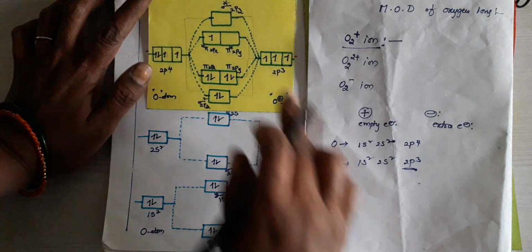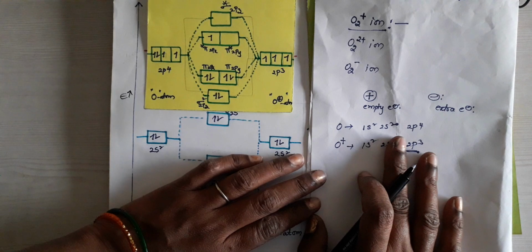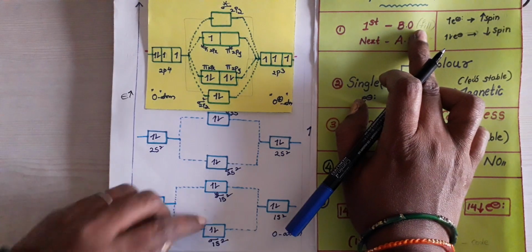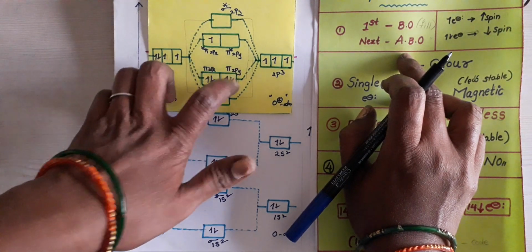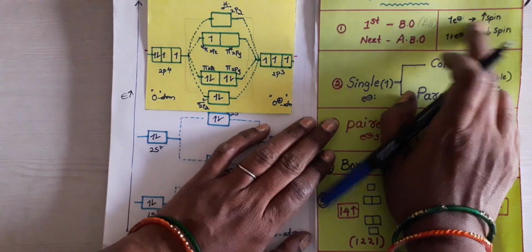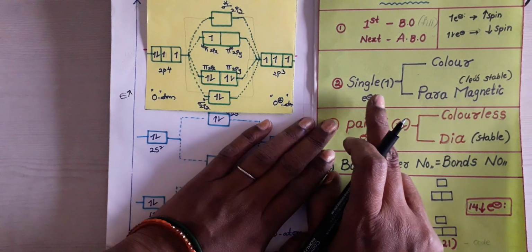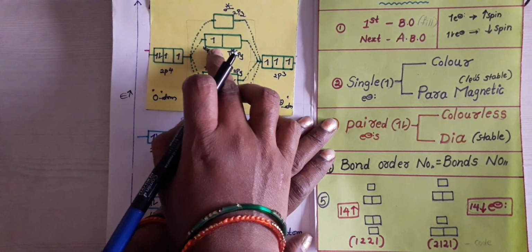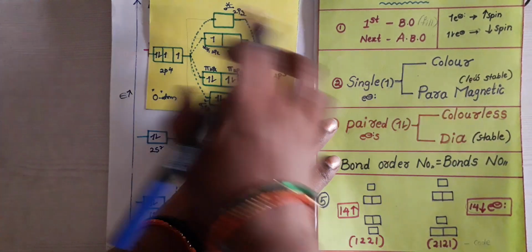According to this we have to write down the properties. Already I told some tricks. First, bonding filled, next antibonding filled. According to this, first we filled the bonding, next the antibonding. Next, if single electrons are present, it shows high spin. Here a single electron is present, so it shows high spin. Also, if single electrons are present, it shows color. So here the O2 plus ion has a single electron, so the O2 plus ion is a colored product.